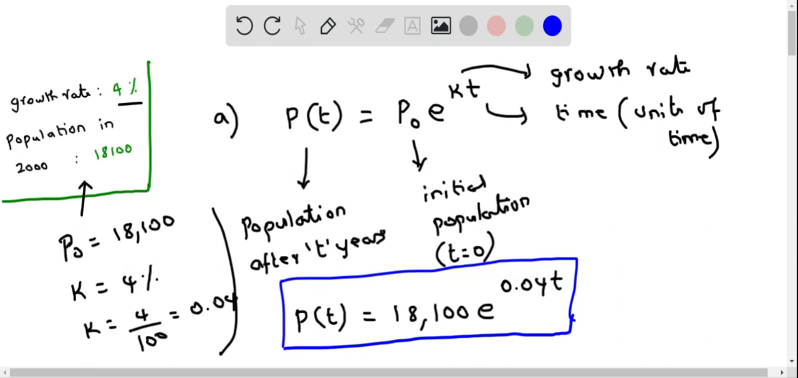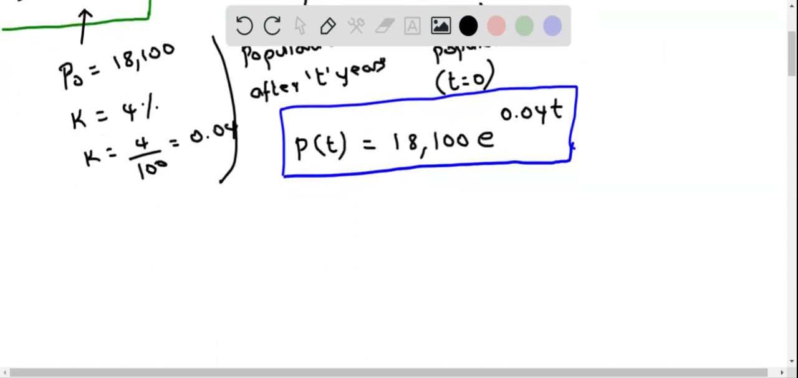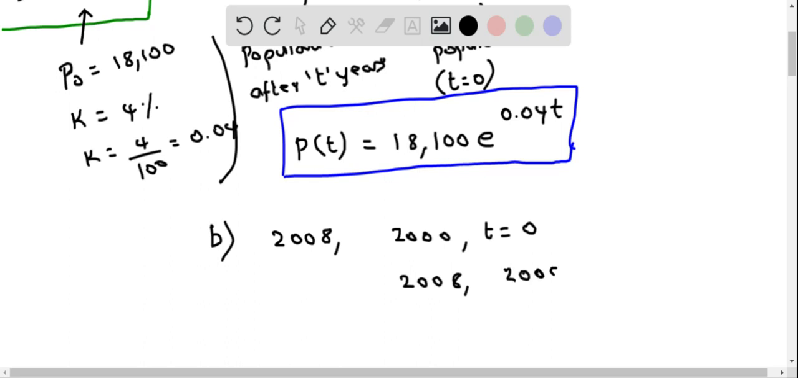Now let's answer part B. Here we have to determine the population in year 2008. So let's determine t, which corresponds to the year 2008. The year 2000 corresponds to t equals 0. Therefore, for the year 2008 we should do the subtraction 2008 minus 2000, and this gives 8. So this is the value of t, which corresponds to the year 2008.